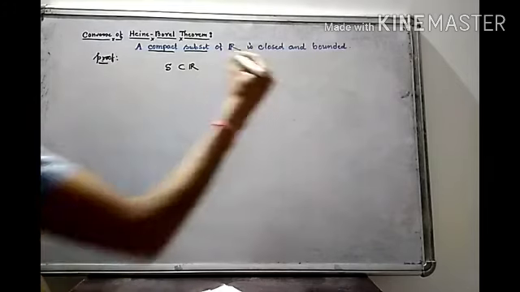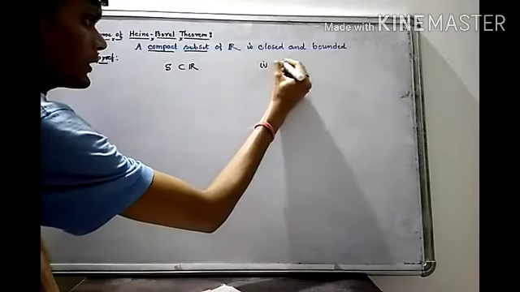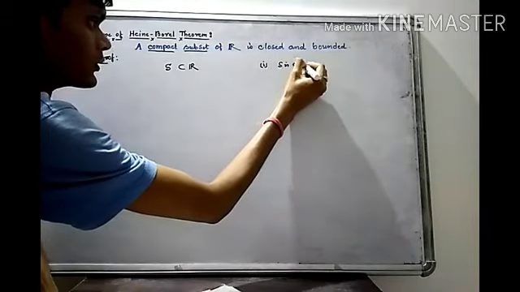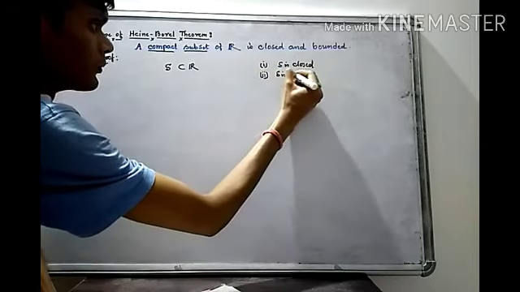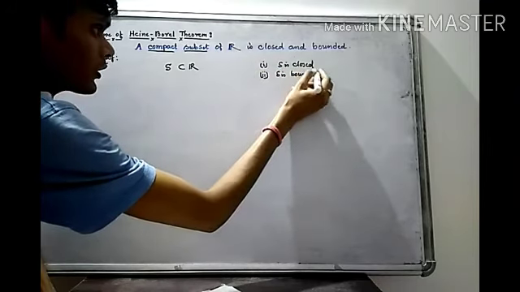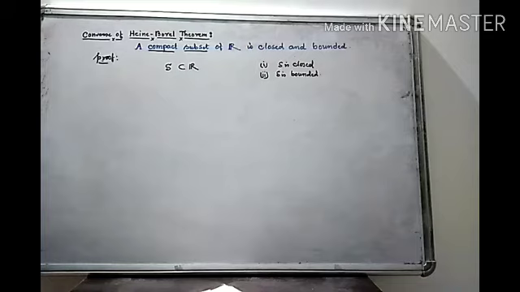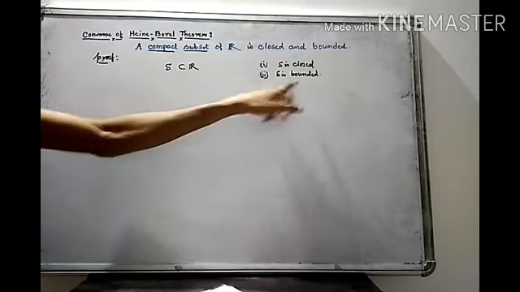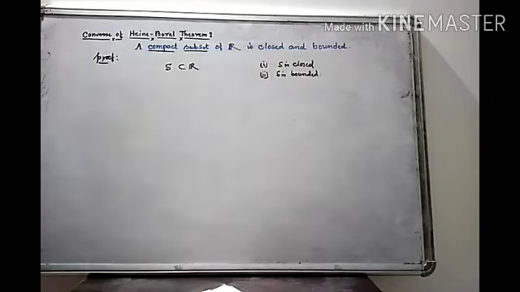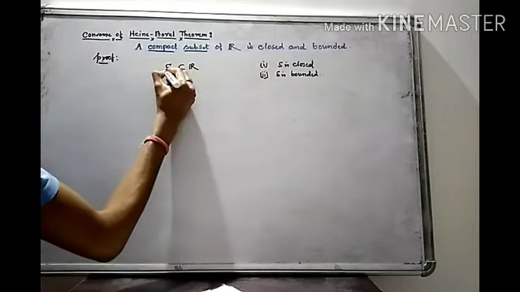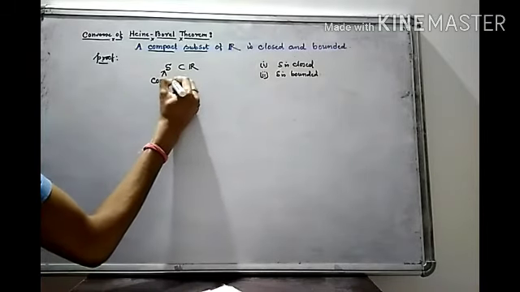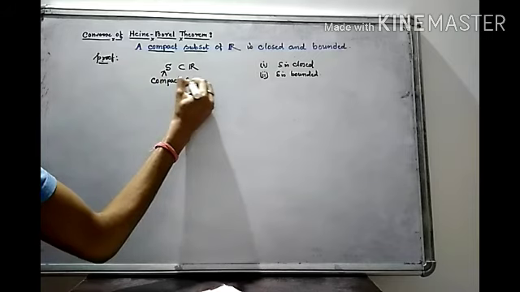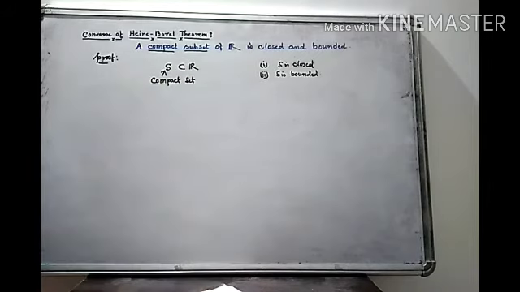What we have to show? We have to show number 1, S is closed, and number 2, S is bounded. First we have to show S is closed, and second one, S is bounded. What is given? S is your compact set. This is the compact set, it is given. Clear?